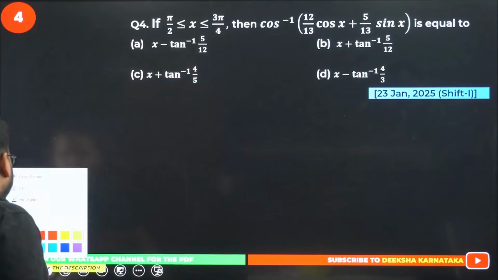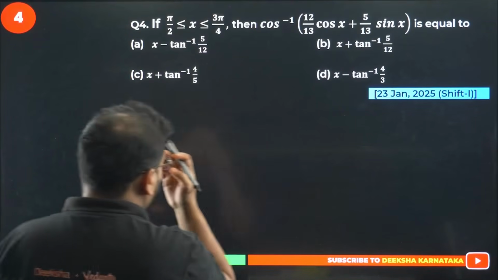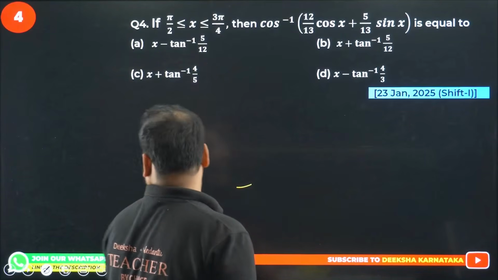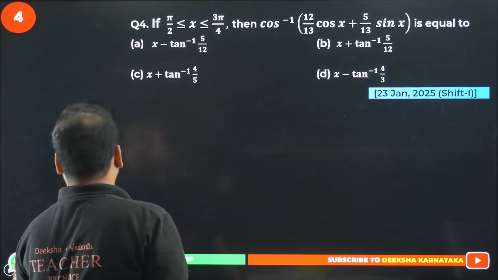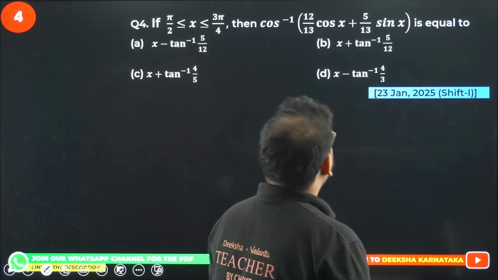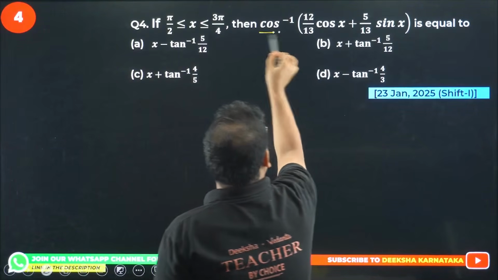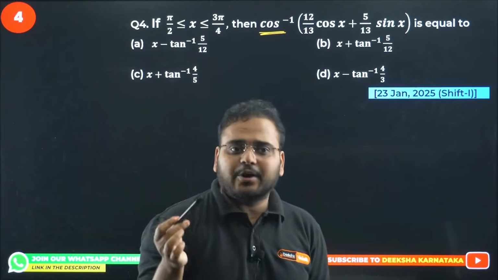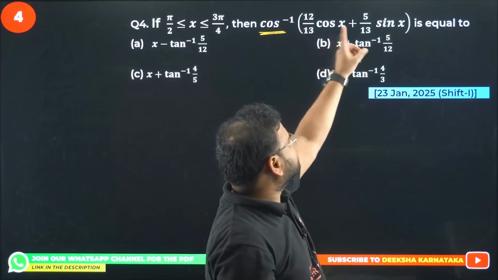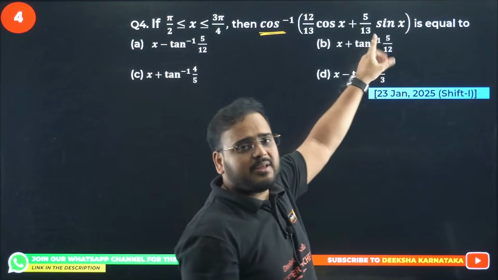Question number 4 for all of us. Let's solve it. So cos inverse of 12 by 13, cos x 5 by 13, sin x. Again the same formula we can make here, cos into cos, because to get the cos inverse negated or cancelled out, I need a cos function over there. So it can be the formula of cos A cos B, sin A sin B. Can you get that part? I hope you're getting this part.